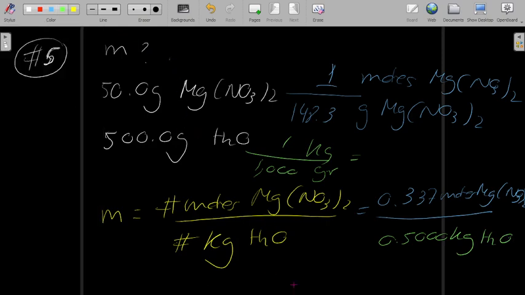When I do the math, the calculator says that I have a molality of 0.674 molality. And remember what molality means: moles of magnesium nitrate divided by kilograms of water. That's your molality. And you're done with that problem.